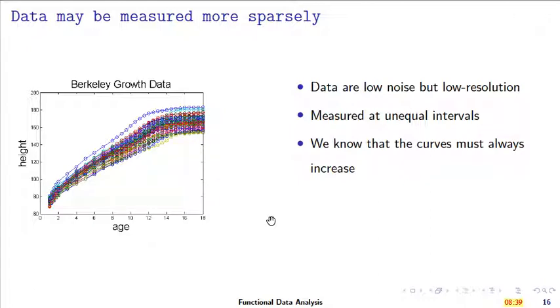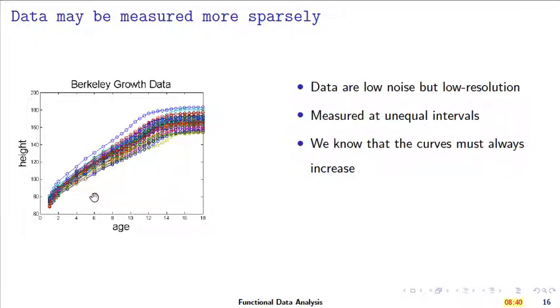Another classic example of functional data is the growth curves. Here I think it's the height of around 30 girls from age 1 to age 18. The measurements are pretty accurate, but have a relatively low resolution. And also, the measurements are not equally spaced.